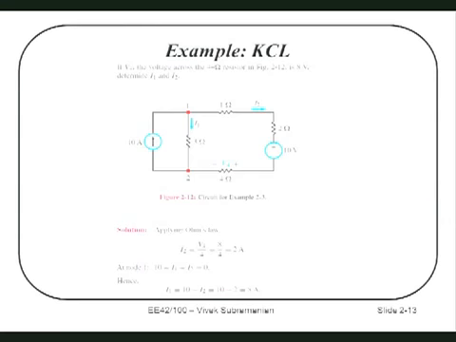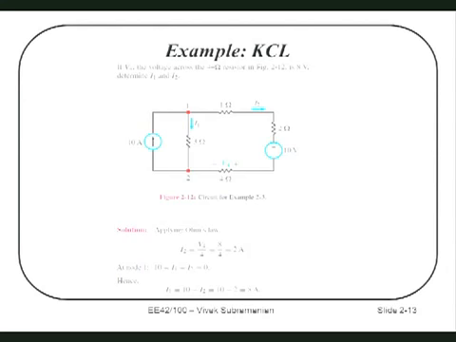Okay? I1 goes in. I apologize. 10 amps goes in. I1 and I2 come out. So 10 minus I1 minus I2 is equal to 0. So I've got 2 equations. I2 is equal to 2 amps. And 10 minus I1 minus I2 is equal to 0. What is I1? Well, it's 10 minus I2, which is 10 minus 2, 8 amps.